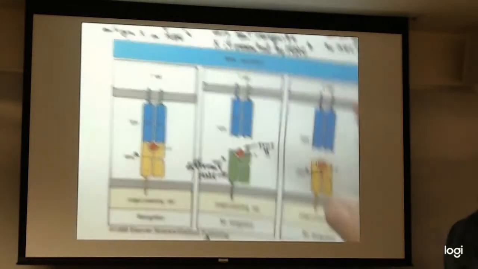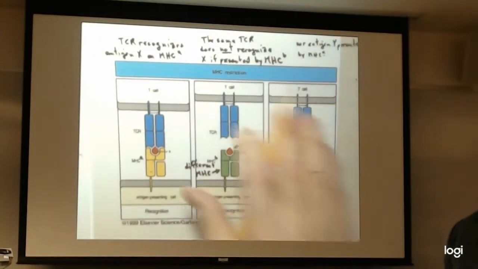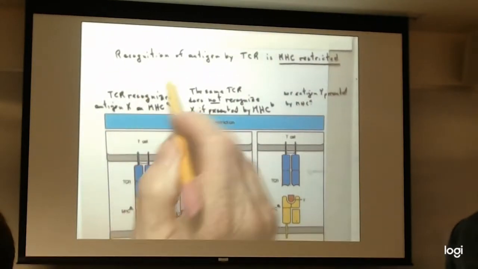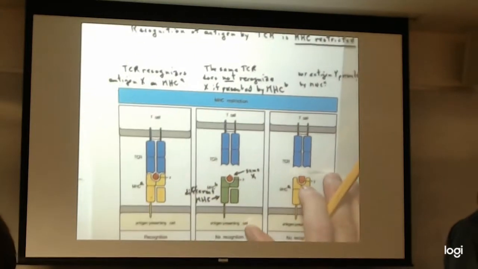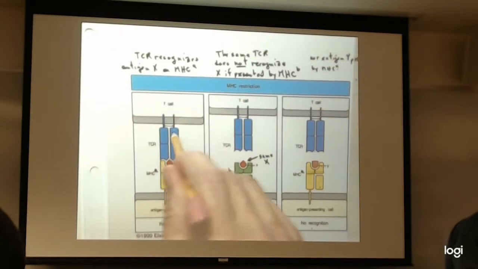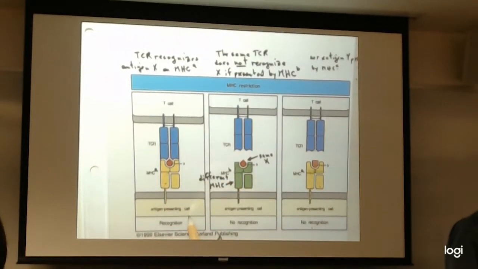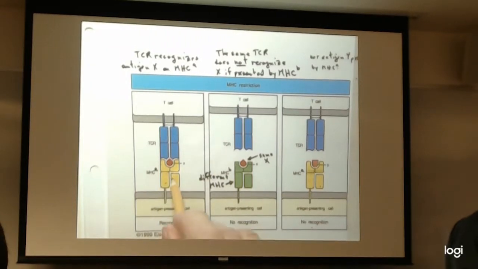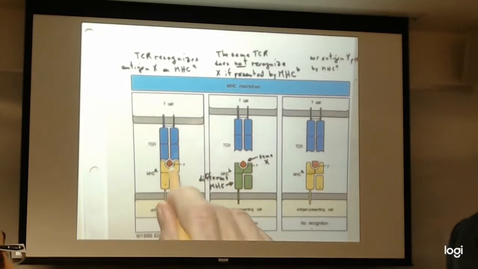Okay. And again, a picture here, illustrating the point I keep saying over and over again. Recognition of antigen by TCRs is MHC restricted. Okay. So here's the TCR. Here would be a foreign peptide. Let's say this is a class 1 molecule here. This is a virus-infected cell, let's say, and this could be a virus peptide.